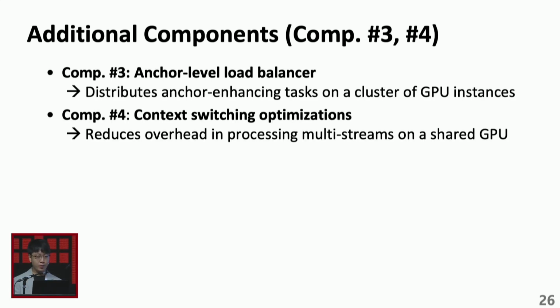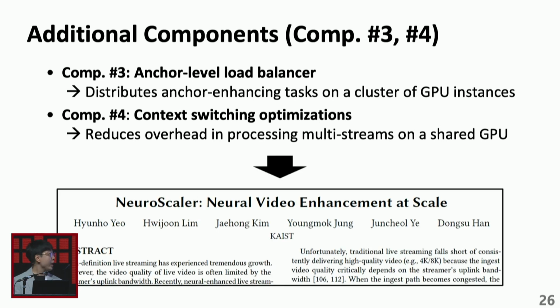So far, we have talked about two primary components which accelerate enhancement. There are two additional components in NeuroScaler to support multi-instances and multi-streams. The anchor-level load balancer accurately distributes anchor-enhancing tasks on a cluster of GPU instances. Context switching optimizations reduce overhead in processing multiple streams on a shared GPU. Please refer to the paper for the details of these components.